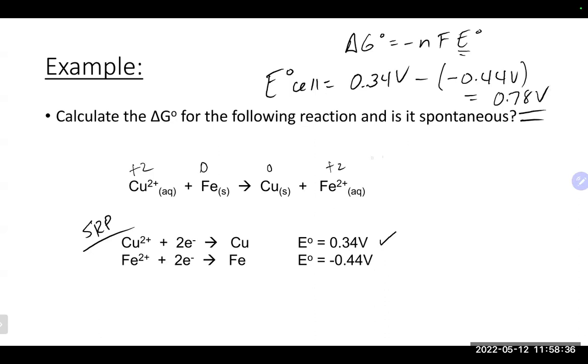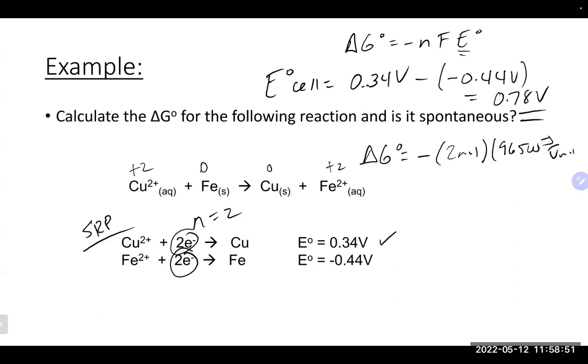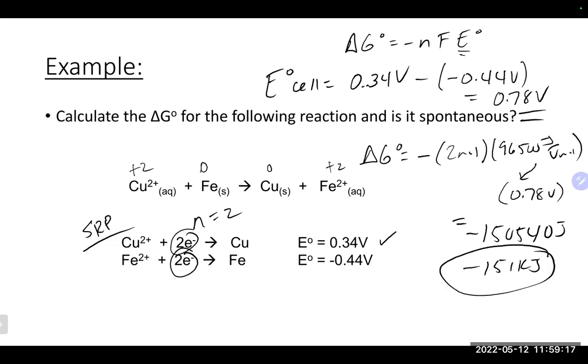At this point, we can then go into our delta G, which would be minus, and we can see from the equation here, it is 2 for N. So N would equal 2 moles. Our F would be 96,500 joules per volt per mole. And then I ran out of room, so we'll multiply that by 0.78 volts there. And that would get us about negative 150,540. By the way, the units here would be joules at this point, which gets us approximately minus 151 kilojoules if we convert it over.